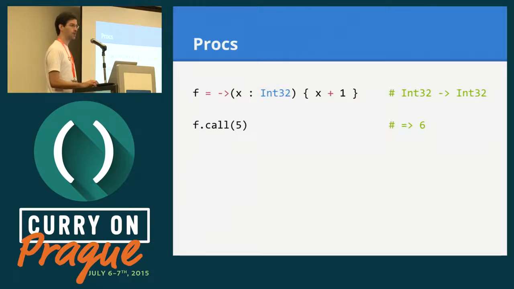Then we also have procs, which are typed anonymous functions. Here we have a proc that receives an integer and returns an integer. In this case, you have to put the types.